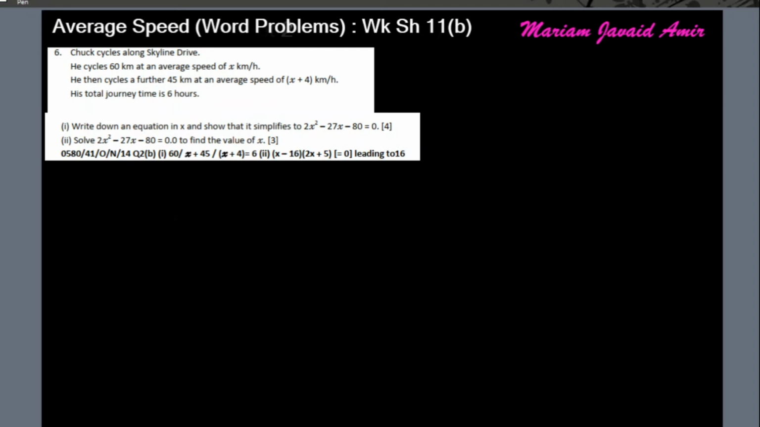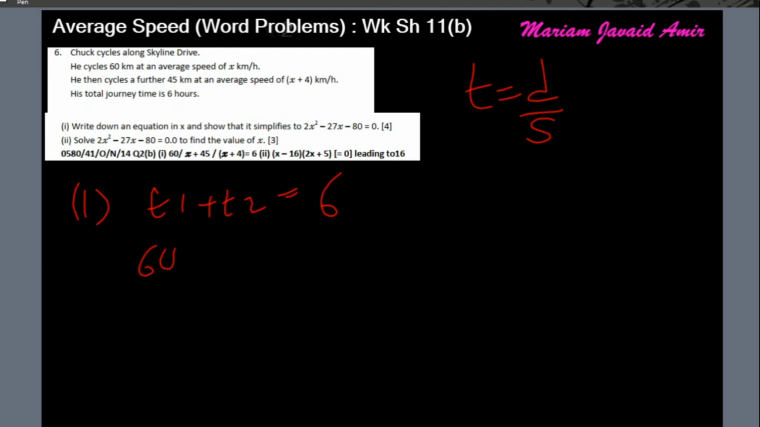Okay, so we are given that the time of the first part of the journey plus the time of the second part of the journey equals 6 hours. Time, like discussed many times before, is distance over speed. Distance for the first part of the journey is 60 and speed for that is x. For the second part of the journey, the distance is 45 and the speed is x plus 4, equals 6.